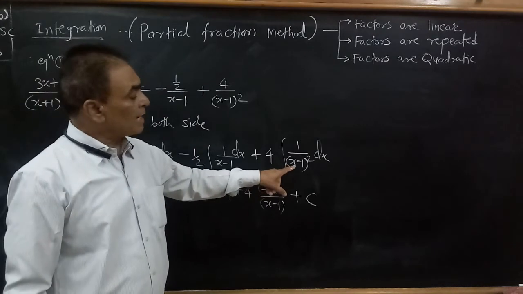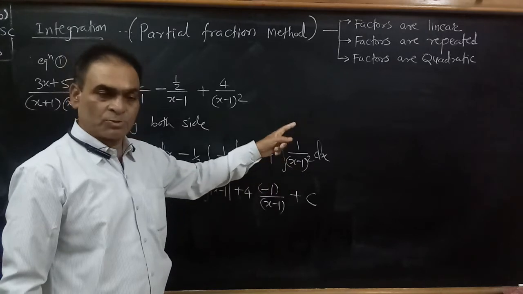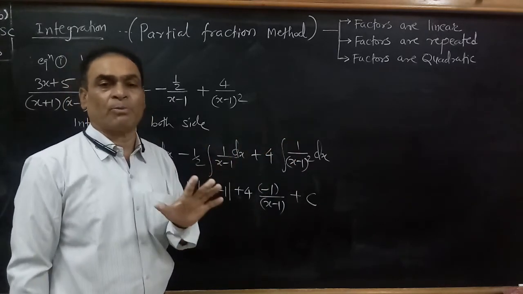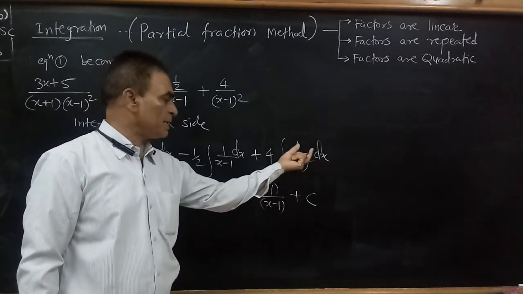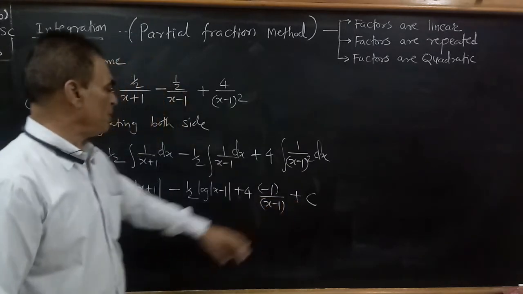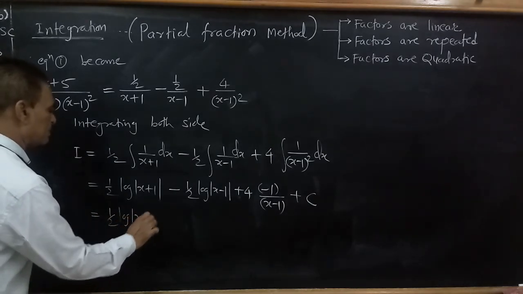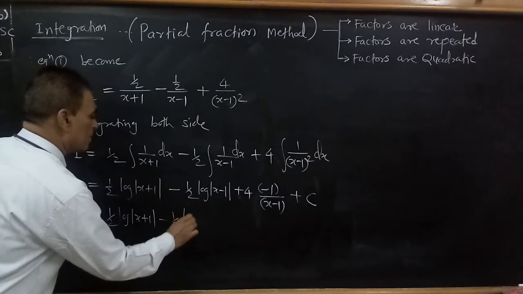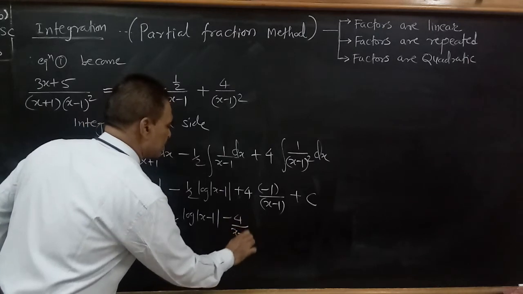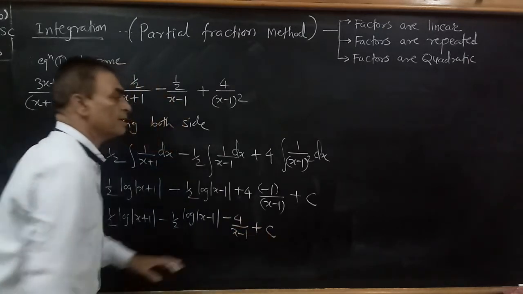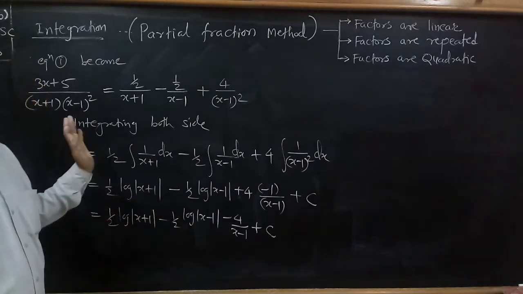Otherwise, you transfer this (x minus 1) bracket square to the numerator, means (x minus 1) bracket raised to minus 2, and use the standard formula for power functions, integral of x raised to n dx, add plus 1 and divide by the same quantity, simplify, you will get this answer. Means your final answer is 1 half log of mod of x plus 1 minus 1 half log of mod of x minus 1 minus 4 divided by x minus 1 plus some constant of integration c. In this way, you can find the solution of this type of question.